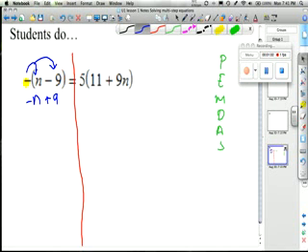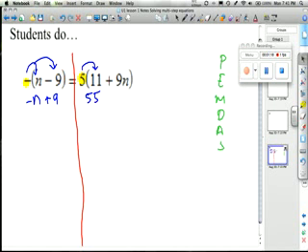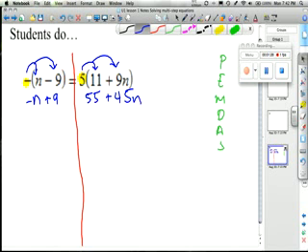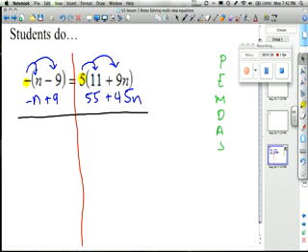Same thing on the other side of the equation. That 5 is going to get distributed to the whole parentheses, that 11 and that positive 9n. 5 times 11 is going to be 55, and 5 times positive 9n is going to be positive 45n. Now, on each side of this equation, we have n's, and I want all the variables on one side. I believe that's step 2 in your notes, double check.